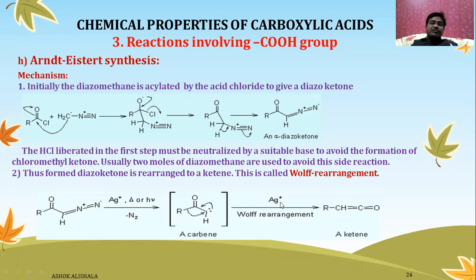And when it is heated in the presence of silver, what happens? There is a migration of the alkyl group to the carbene, so that a ketene is formed. That is the rearrangement from a carbene to the ketene, and this rearrangement is called the Wolff rearrangement. This is the Wolff rearrangement.